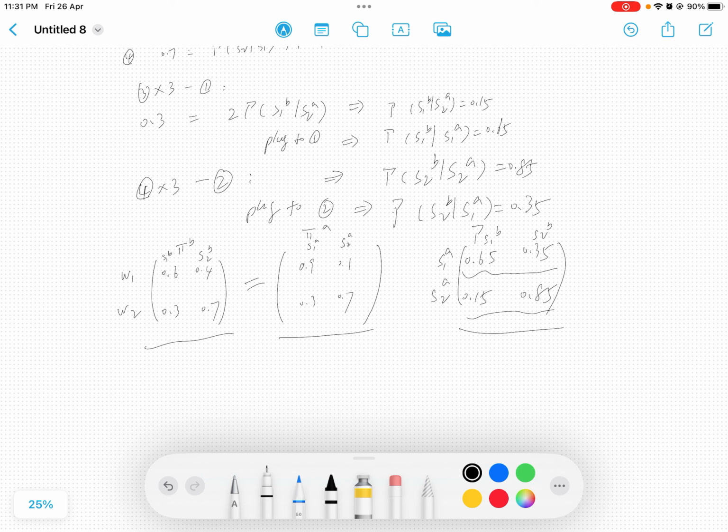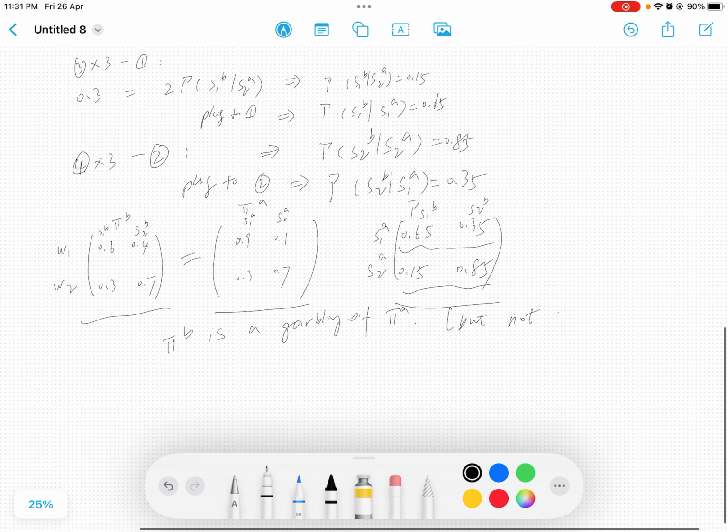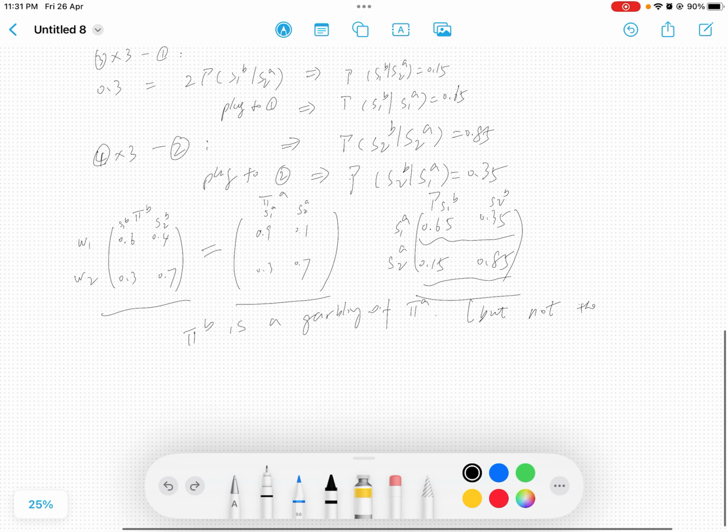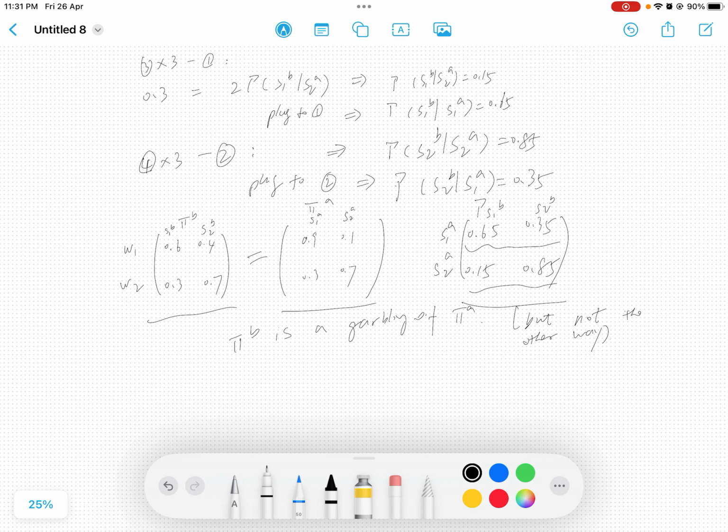So we can see that pi b is a garbling of pi a, but not the other way around, right? Okay, but pi a cannot be a garbling of pi b, right? Because we cannot solve a valid gamma for that, right? Okay, very good. So now we have known two different ways, right, of comparing the information structures, right?